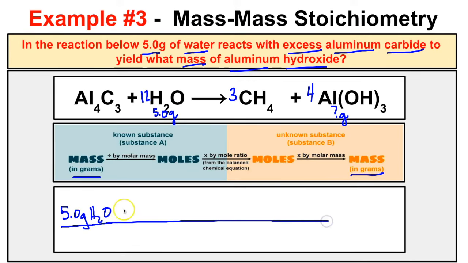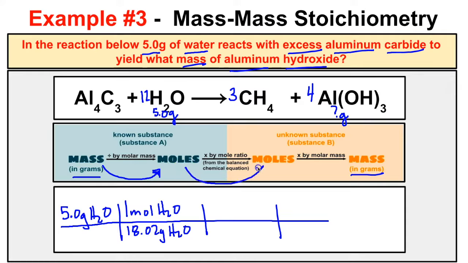So let's run it through the stoichiometry process here. First thing that we have to do is divide by the molar mass of water. We know that there are 18.02 grams of water for every mole of water. Step 1 is done. Now what we need to do is make a comparison between the stuff that we're trying to find and the known stuff.